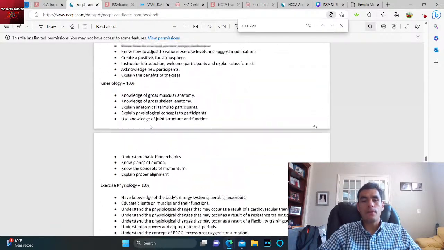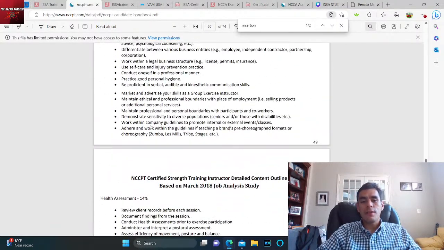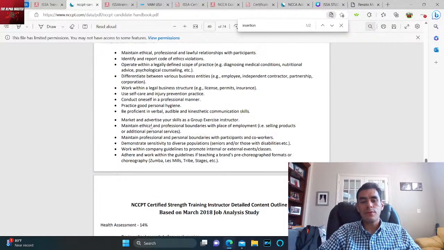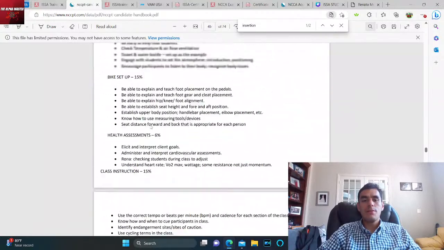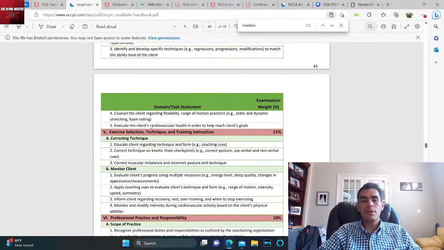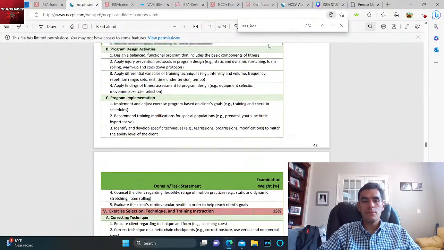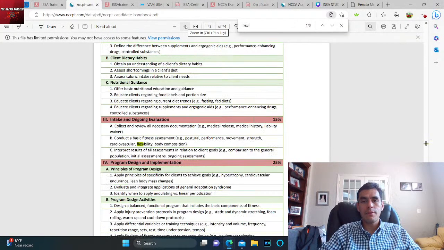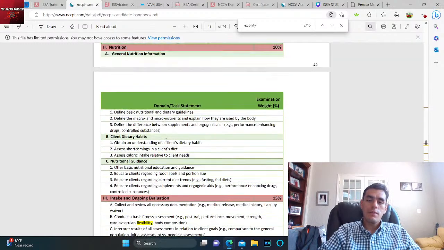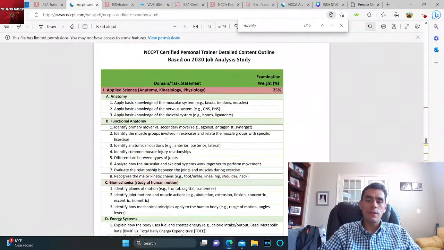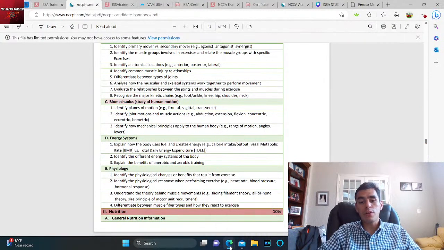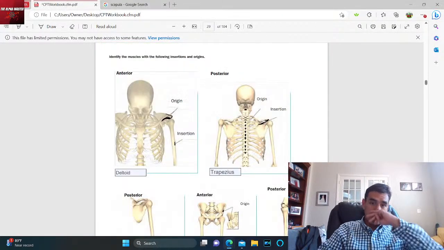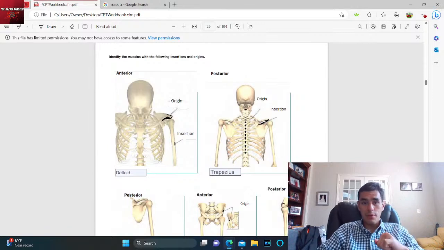That's actually for, no, but that is if you want to get a certification for strength training instructor, where origins is more important. But in this case, or for personal trainer overall, insertion and origin is not really that important, so we're not going to focus too much on this. So you have insertion and origin muscles.